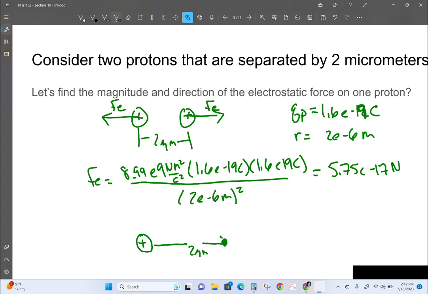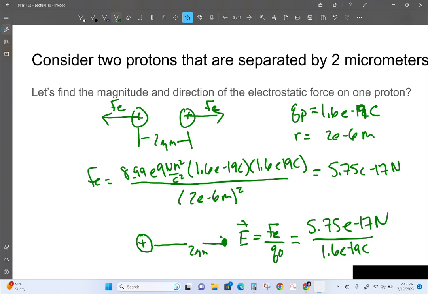So a way of measuring how many newtons any amount of charge would feel is to find this thing called the electric field. An electric field is simply the ratio of whatever the electric force is at that location to the charge at that location. The charge that was at that location was the charge of a proton. So to figure out what that electric field was, it would be 5.75e to the negative 17 newtons divided by the charge of that proton, 1.6e to the negative 19 coulombs.